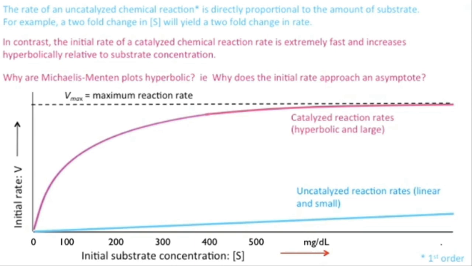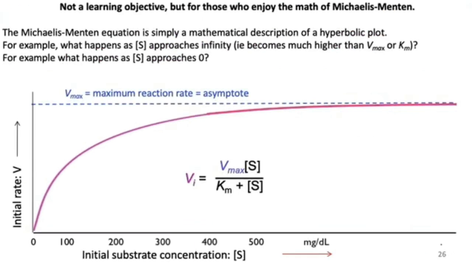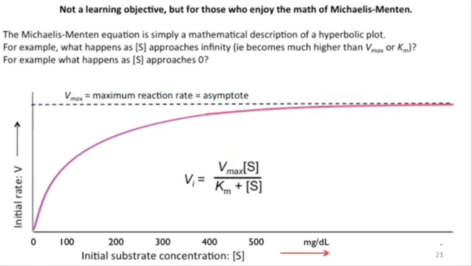I don't want to go deeply into the Michaelis-Menten equation. However, I would like to compare that equation to the hyperbolic plot. I do think it's worth your while to see that the Michaelis-Menten equation precisely describes this hyperbolic plot. Let's take a look at what happens to Vi, the initial rate, as substrate concentration approaches infinity.